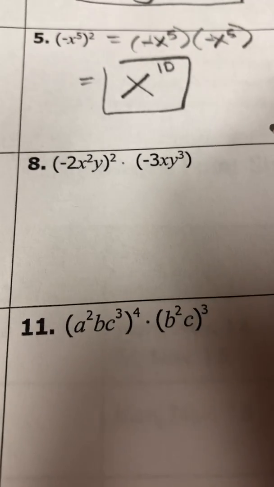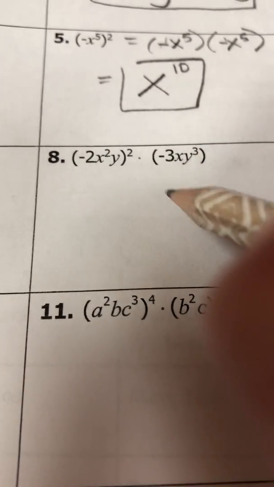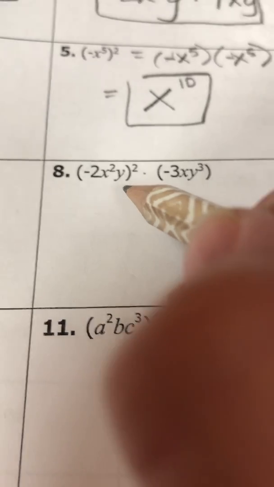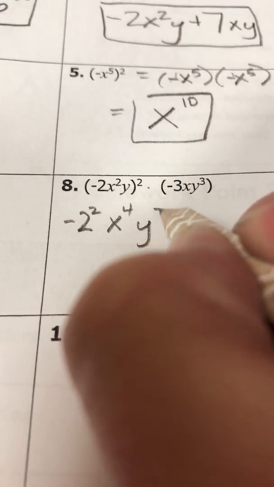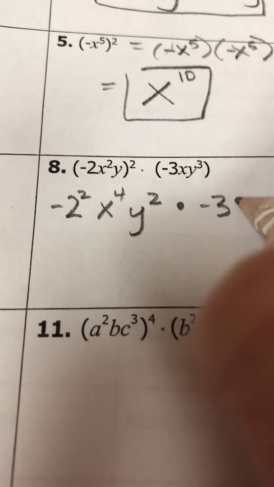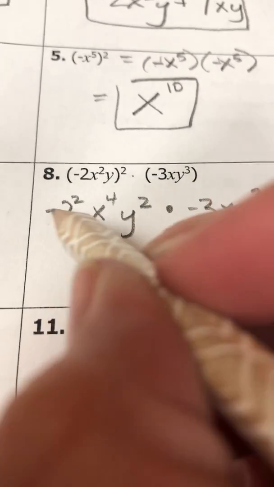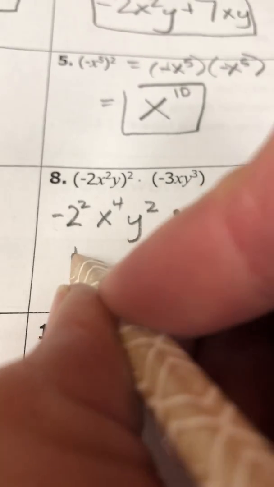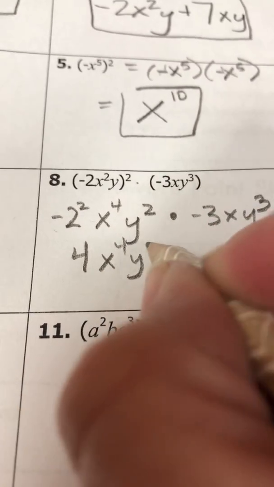Okay, so now I am raising this to a power. So here we go. I have, and I'm going to write it out, negative 2 squared, x to the 4th, y to the 2nd. So I'm just rewriting that times, I'm just going to rewrite that over here. Now negative 2 squared is going to be positive 4. I get to hold on to the rest.